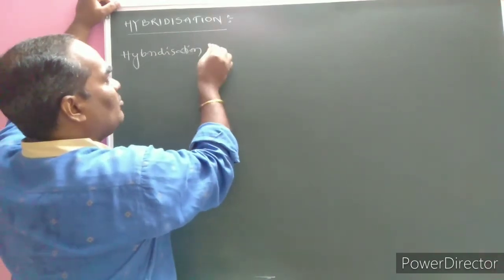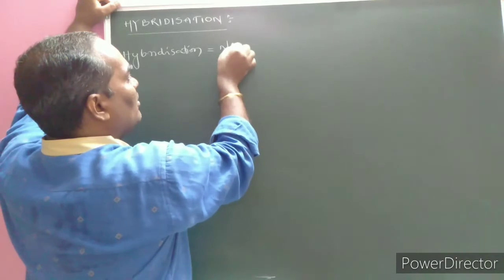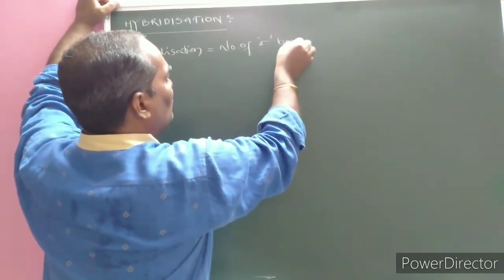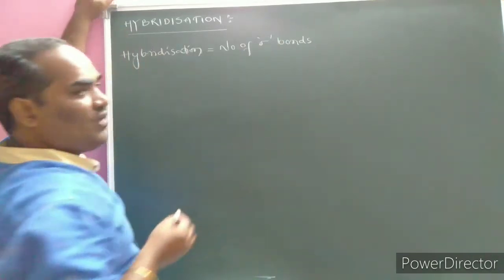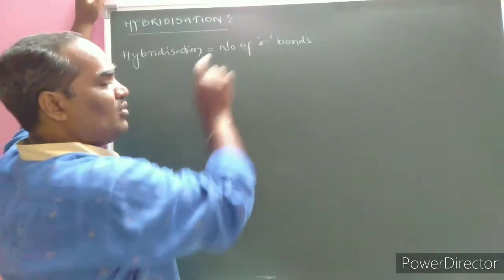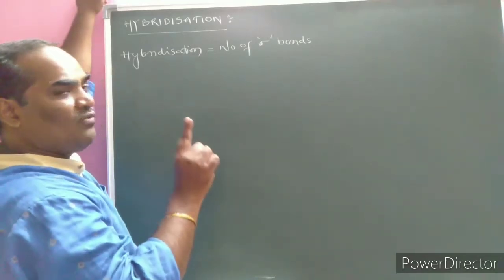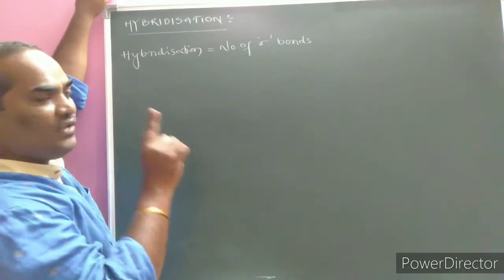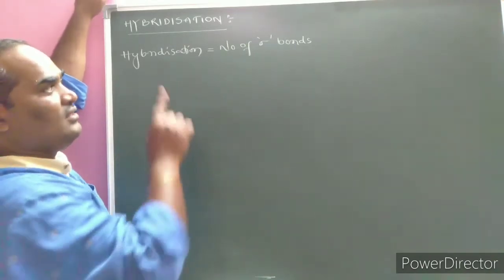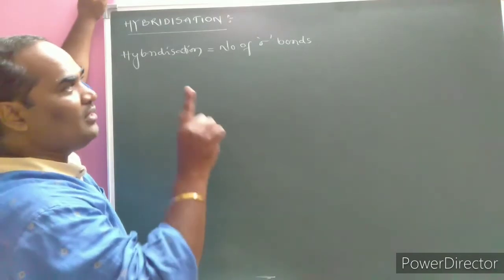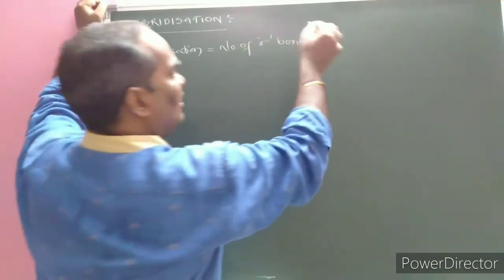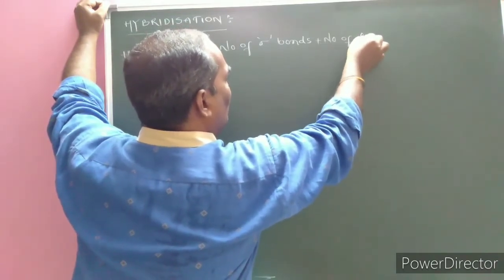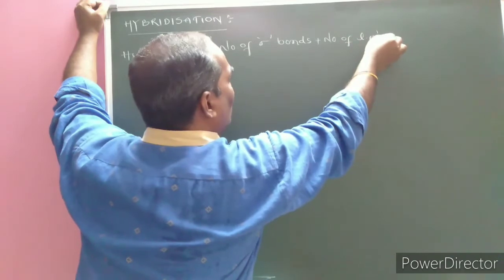Hybridization can be calculated by knowing the number of sigma bonds. We are only considering the sigma bonds; we are not considering the pi bond. A sigma bond is the axial overlapping of atomic orbitals. The pi bond always follows the sigma bond. The sigma bond determines the geometry or the structure of the molecule, plus the number of lone pairs of electrons.